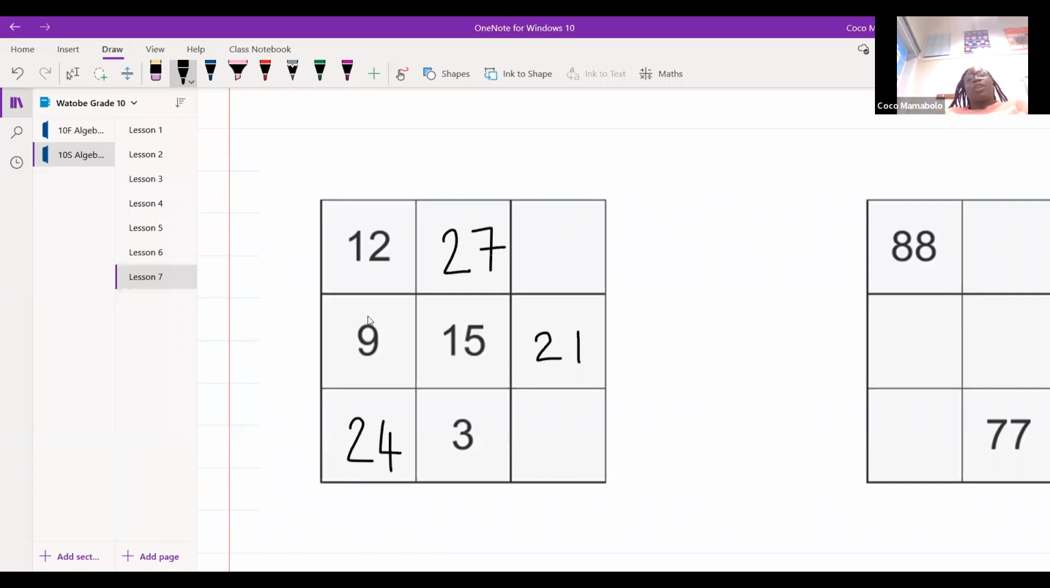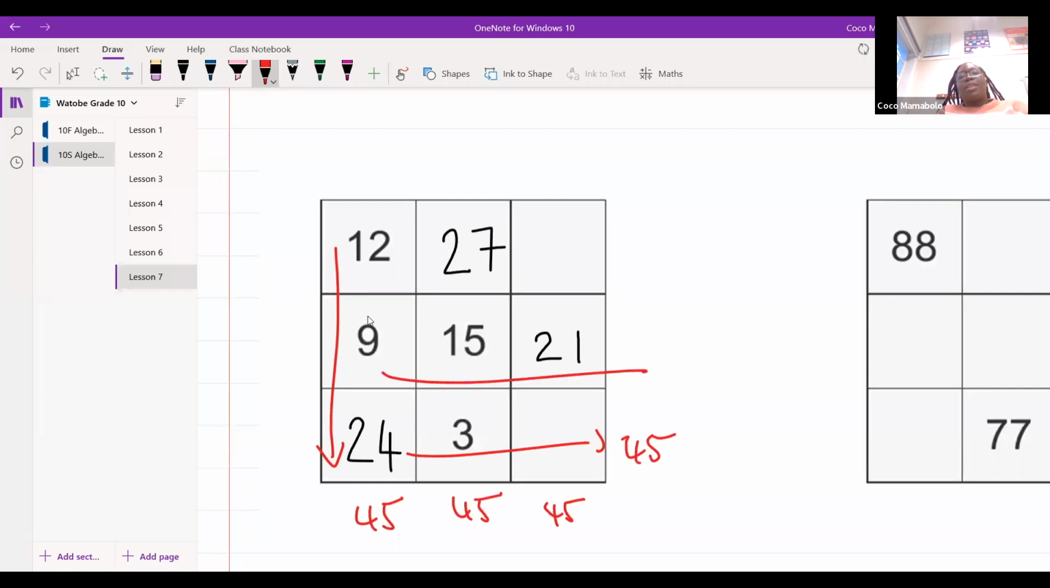Okay, Untatile, I'm going to explain what's happening. Everybody is adding up all these numbers so that they give you 45 when you add them up in every way. So all of these numbers in this direction, 12 plus 9 plus 24 needs to give you 45. These numbers together need to give you 45, and those numbers added together must also give you 45. So we want 45 all the way around.